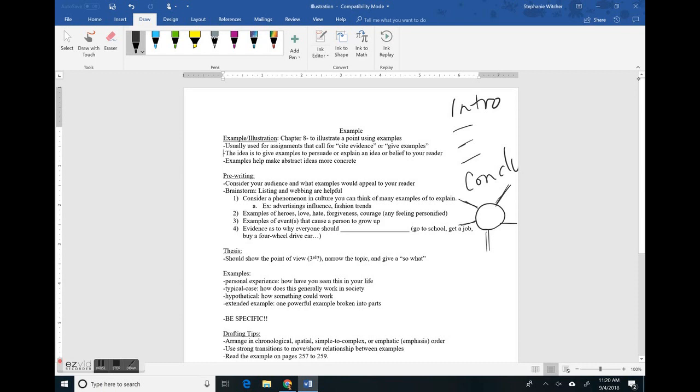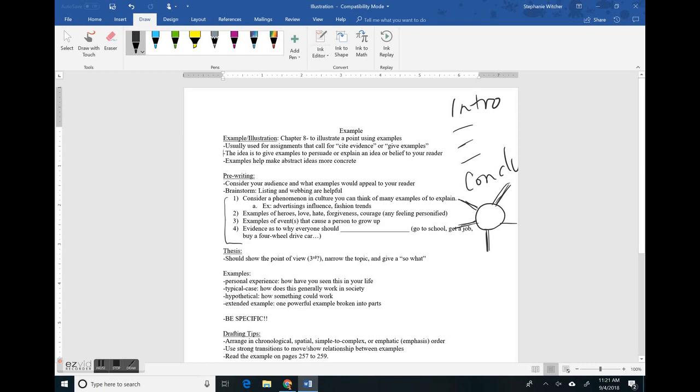So I've given you some ideas to write about, just some topic examples here. Feel free to use one of these. You're welcome to them. So a phenomenon in culture that you can think of examples of. So advertising influences fashion trends. I had a student write about faux pas in male fashion, and then she gave 3 examples of 3 things guys wear that they shouldn't wear. So there's an example for you.